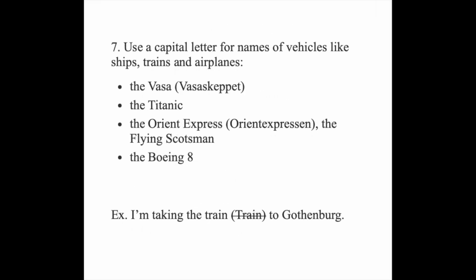Rule number 7. Use a capital letter for names of vehicles like ships, trains, and airplanes. The Vasa, the Titanic, the Orient Express, the Flying Scotsman, the Boeing 8. So just to be clear, rule number 7 applies when a ship or a train, for example, actually has its own name. If you're writing, I'm taking the train to Gothenburg, for example, then you do not use a capital letter on the word train.